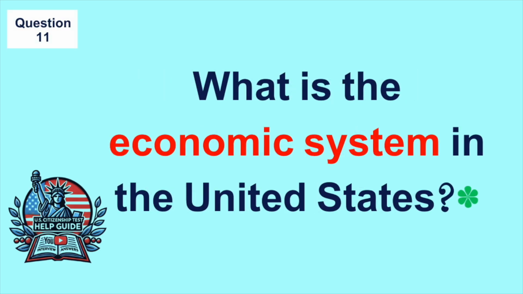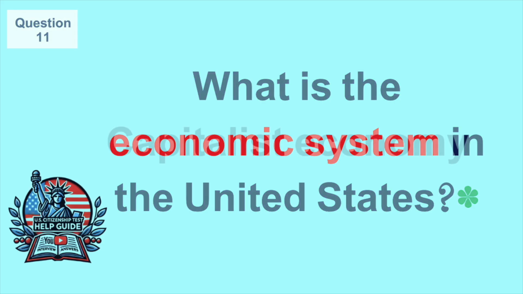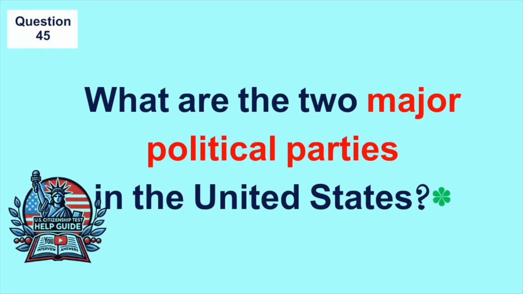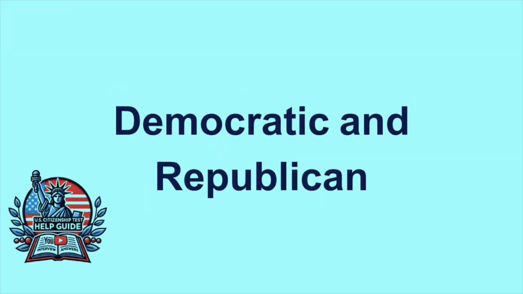What is the economic system in the United States? Capitalist economy. What are the two major political parties in the United States? Democratic and Republican.